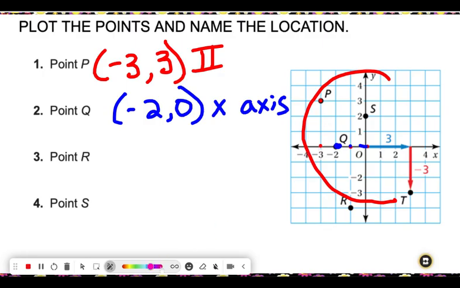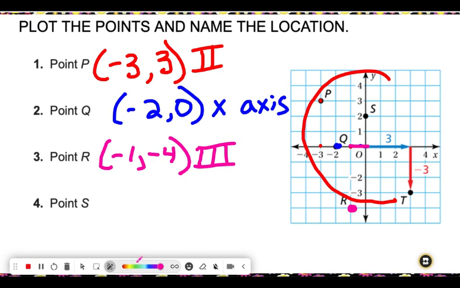Point R, all the way down here. So I start at the middle, I go left 1, so -1, and then down 1, 2, 3, 4. (-1, -4). What quadrant is that in? That's in the third quadrant, quadrant 3.